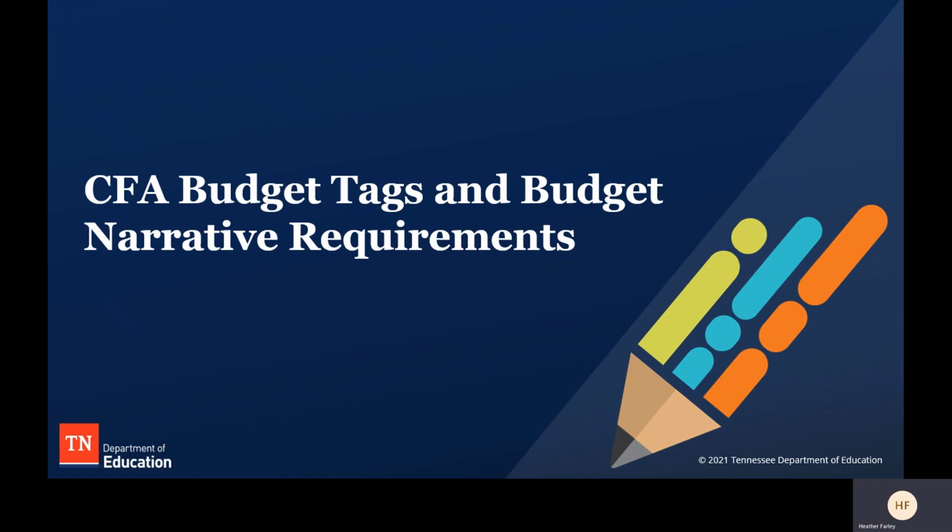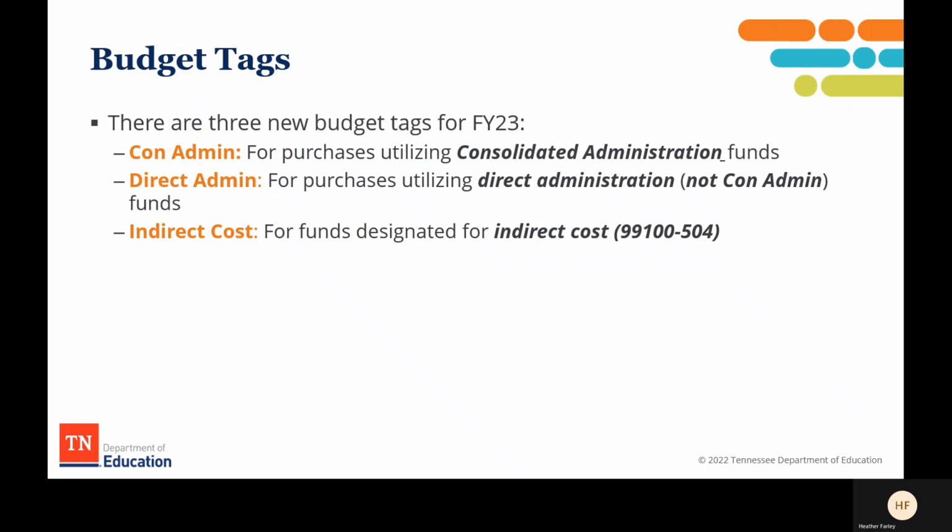Budget tags and budget narrative requirements. There will be 3 new budget tags for FY23: con admin, direct admin, and indirect cost. Do note, while the con admin is there as a budget tag option, you will not actually utilize it for those of you that use consolidated administration. However, for those of you that utilize administration through each title or a few different titles, you will use the direct admin budget tag. And for those LEAs that utilize indirect cost, you will tag that line item.